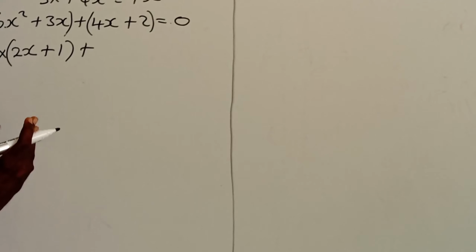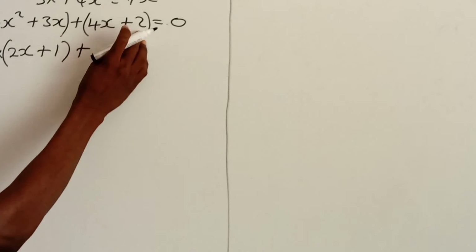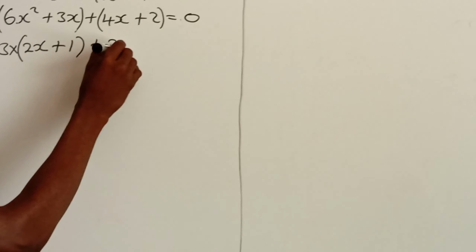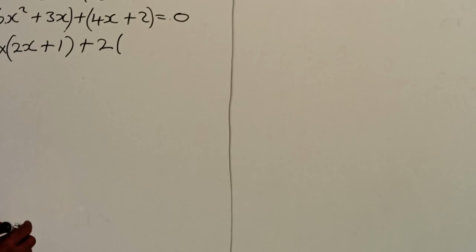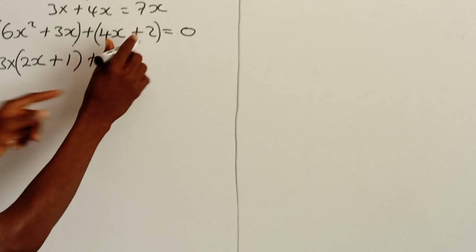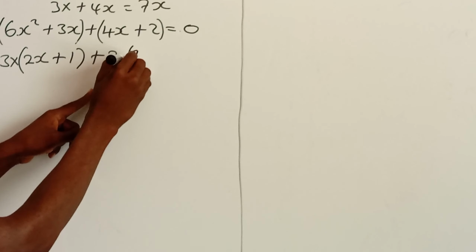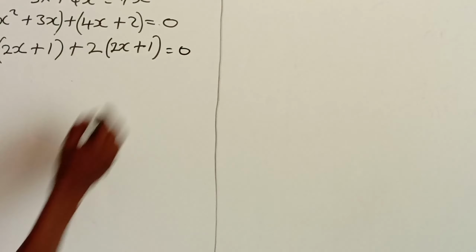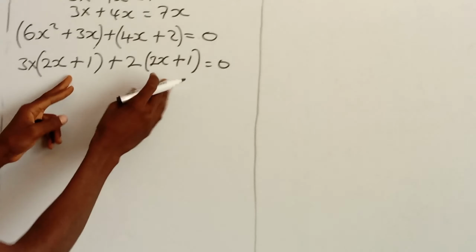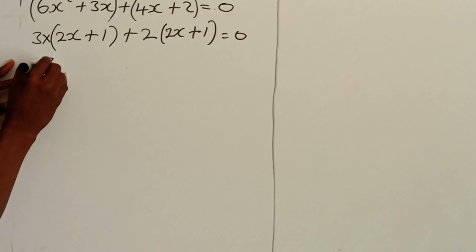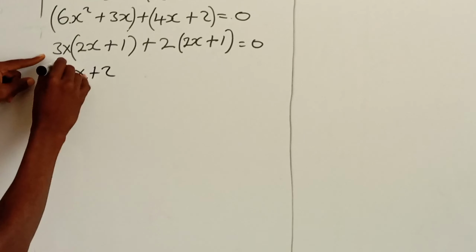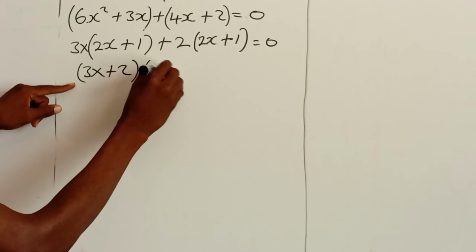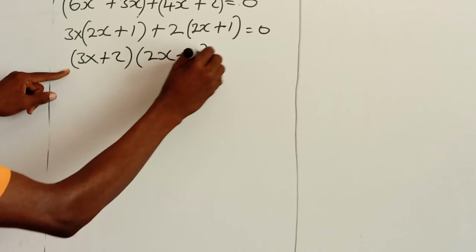What is the common factor? Here there is a 4, here there is a 2, but here there is no x, but here there is an x. So the common factor is 2. Are we getting it? So 4x divided by 2 gives us 2x, plus 2 divided by 2 is 1, equals 0. Since this bracket is a common factor, we take (3x + 2)(2x + 1) = 0.